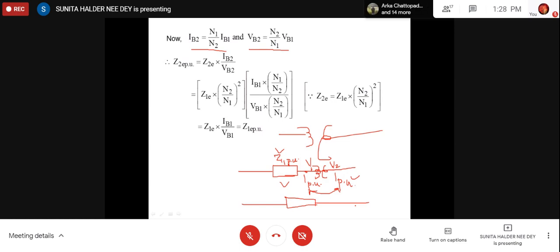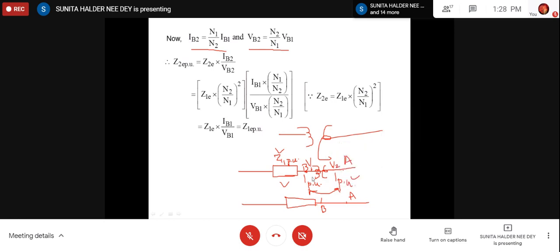But when we shall return to the actual quantity, say this point is A and this point is B. Then at A point and B point the base quantities are different. So we shall multiply the per unit value available with the corresponding base quantities, then we can easily get the actual quantity.